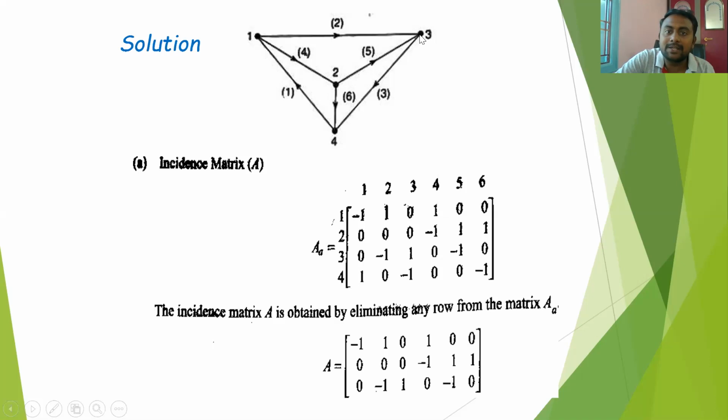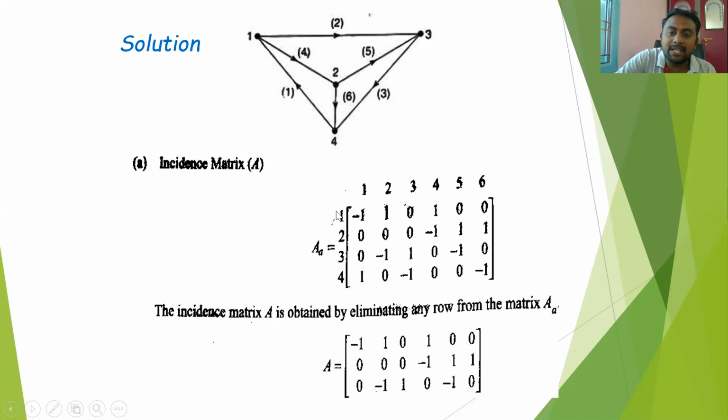For the third node, associated branches are 2, 5, 3. 2 is incoming, so minus 1, 3 is outgoing plus 1, 5 is incoming minus 1. For the fourth node, associated branches are 1, 6, and 3. 1 is outgoing means plus 1, 6 is incoming means minus 1, 3 is incoming means minus 1. The remaining entries we place as zeros. So this is our basic incidence matrix.